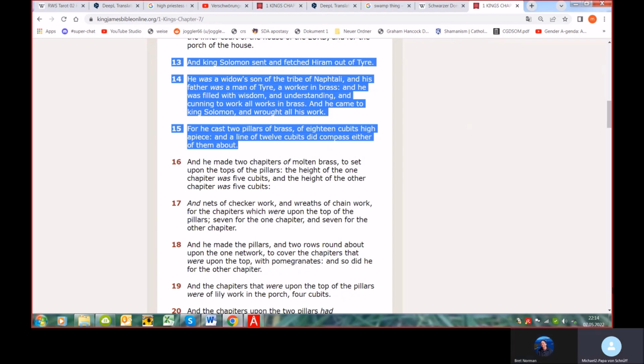These are the most important verses which we have to deal with in this and the next session. So King Solomon sent for somebody who was capable of building the temple or his own house, to his own desire. And he cast two pillars of brass, 18 cubits high. Can you imagine why 18? Sure. 6 plus 6 plus 6. Yeah, exactly. And it gets even worse.